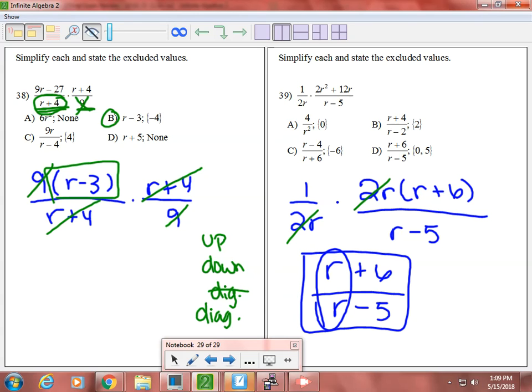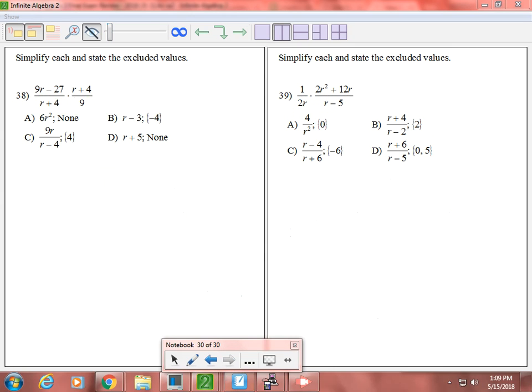So the only one that has that answer is this. Or if you were looking at your restrictions, what makes this would be 0. What makes this one become 0 is 5. So that's where your restrictions come from on those.